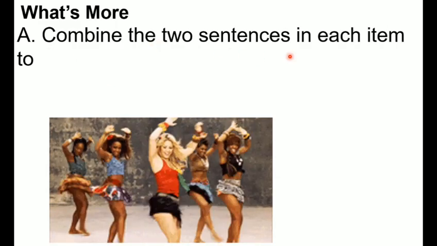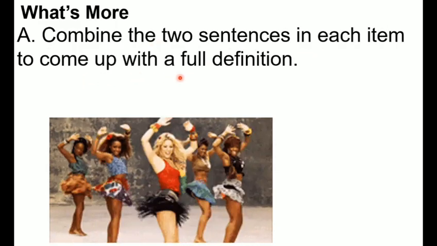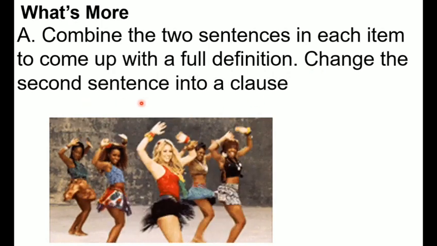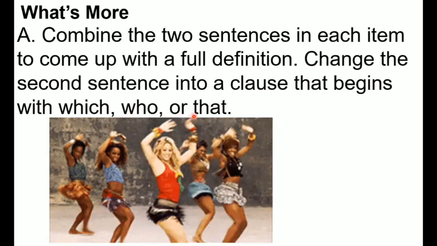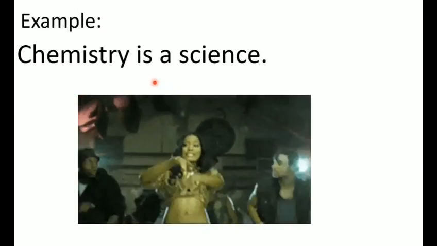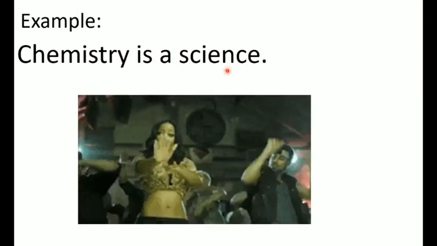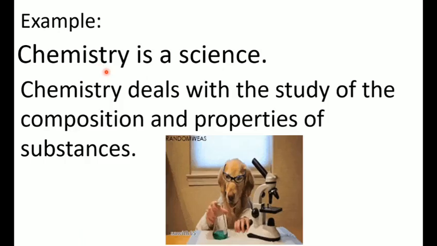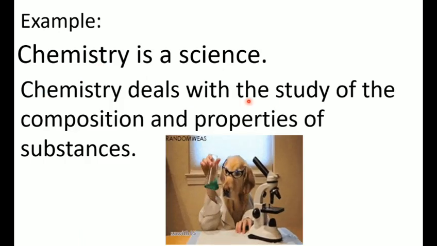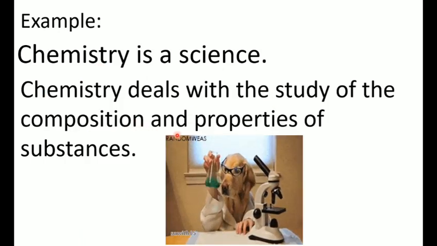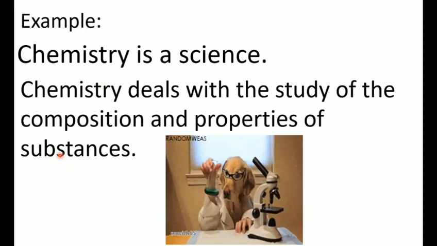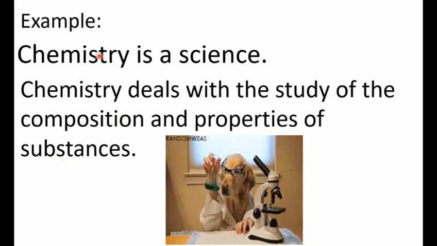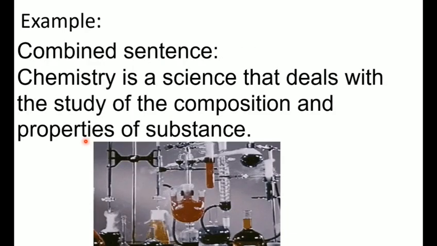Combine the two sentences in each item to come up with a full definition. Change the second sentence into a clause that begins with which, who, or that. Okay, example. Chemistry is a science. This is our first sentence. Second sentence: chemistry deals with the study of the composition and properties of substance. So, itong dalawang sentence na to, i-combine natin. Okay? Combined sentence, ito na siya.